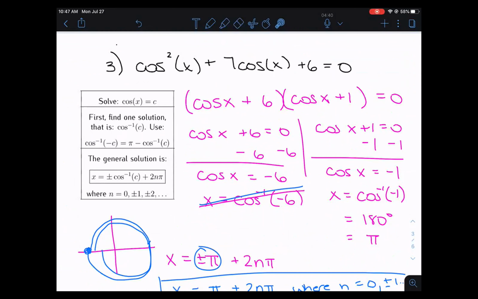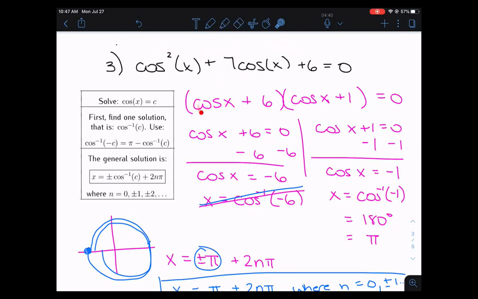So for this one, you have cosine squared x plus 7 cosine x plus 6 equals 0. Again, this is a quadratic equation because of this little square. If this is a quadratic equation, then you can try to factor it. Instead of writing just regular x, we're going to write cosine x. So we're going to have cosine x and cosine x, and then two numbers that multiply to give us 6 and add up to give us 7. That's 6 and 1. 6 times 1 is 6, and 1 plus 6 is 7. So that's how you can get that.